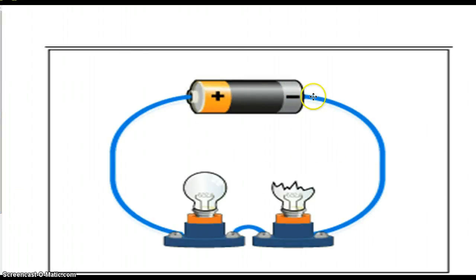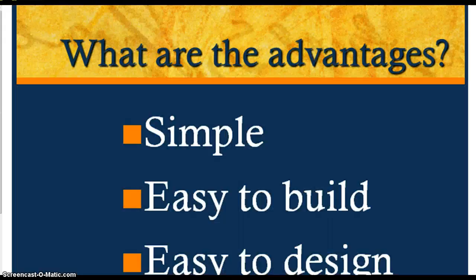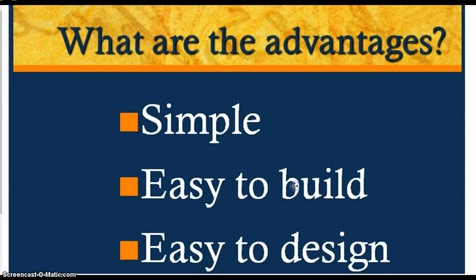So an illustration that shows us what happens, well, when one bulb breaks in the circuit, the electricity is not able to travel to the next light bulb. So the circuit is broken. So that's one of the downsides of a series circuit. Some plus sides of a series circuit: they're simple, they're easy to build, and they are easy to design. Okay, so they're easy, basically.